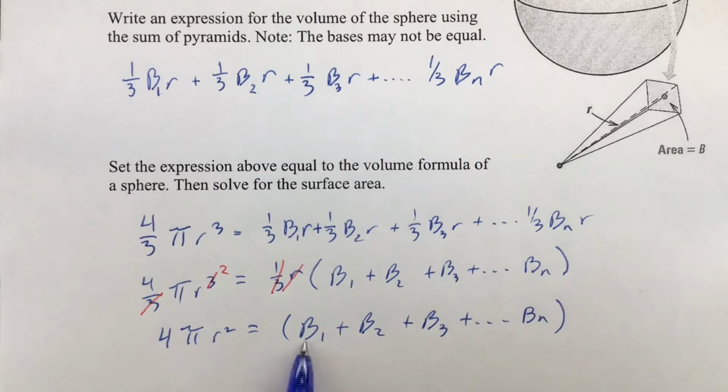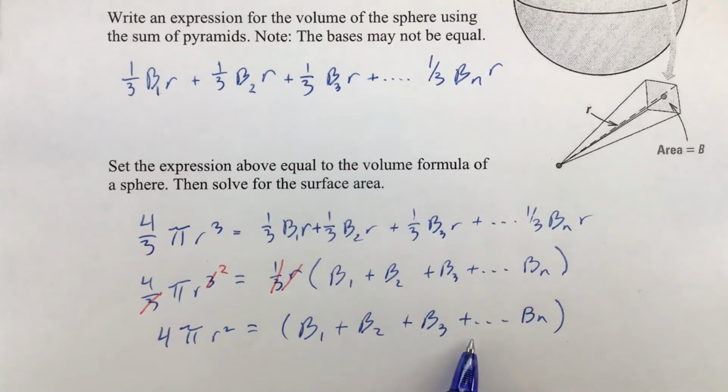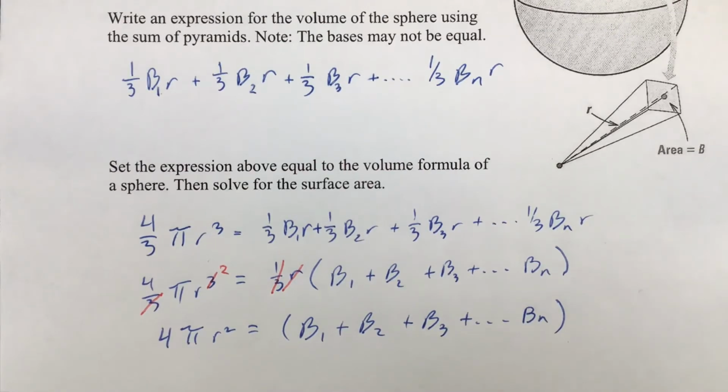So what's important about this? The area of the first base plus the area of the second base plus the area of the third base plus the area of all the bases that we had built around the sphere. This is the surface area. This is the surface area, which means that the formula for the surface area is 4 pi r squared.